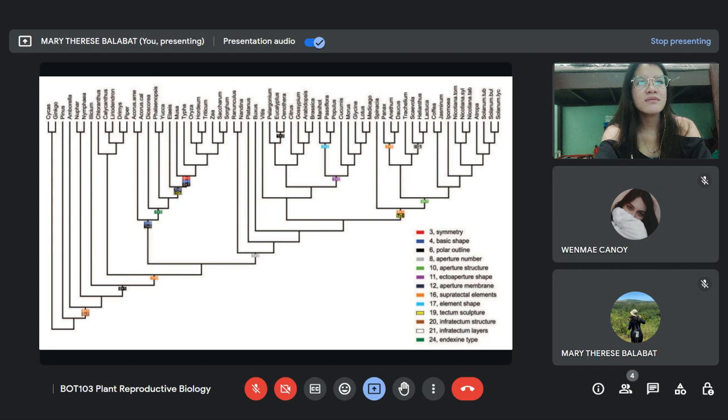So this illustration shows 21 character state changes inferred by this MP optimization of the pollen. Under this species there are polymorphic data points and also missing data. So in this figure, these 21 character state changes are defined at interfamilial or higher level groupings of the angiosperms.